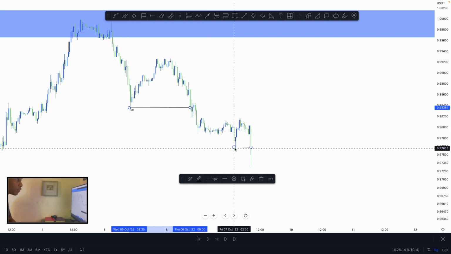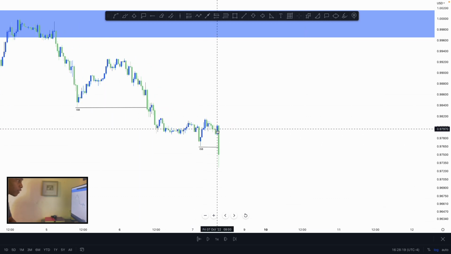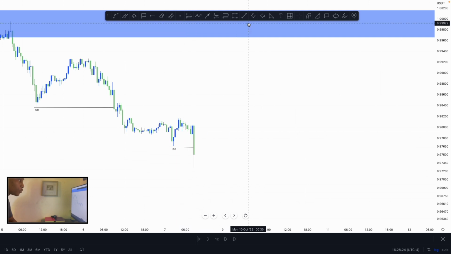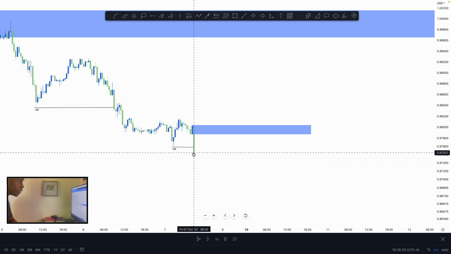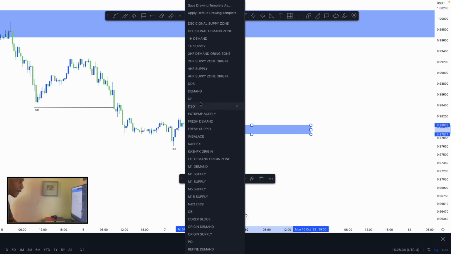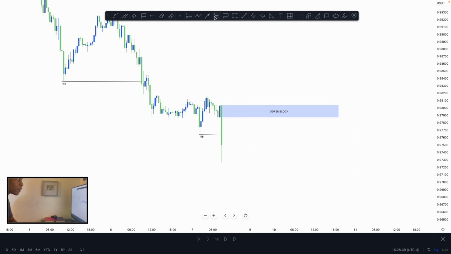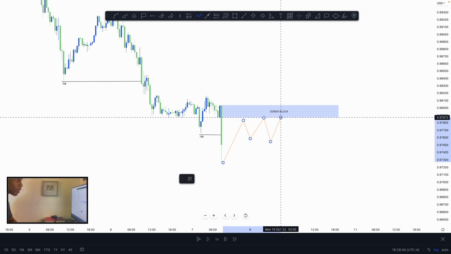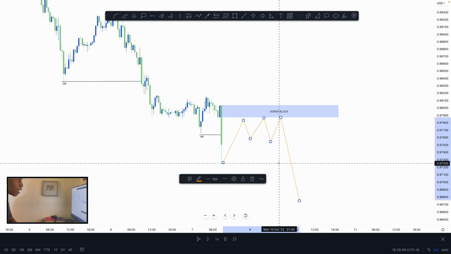Right here as well, we have that nice structure break to the downside, and we have that small bullish move followed by that strong impulsive move to the downside, which pretty much clears structure. We pretty much take out this low right here. This move takes out this area, so this would have been my order block. Good. So my idea was to wait for price to come back into these areas and then melt to the downside. Good. So that was my whole trading plan.